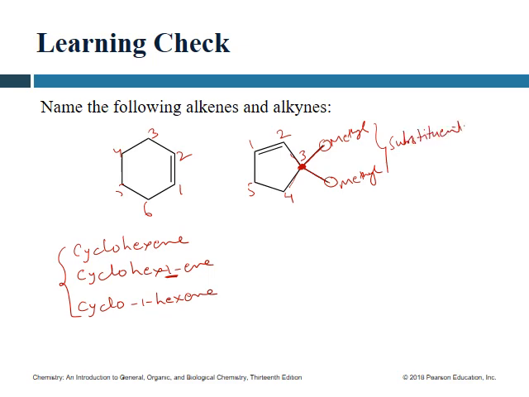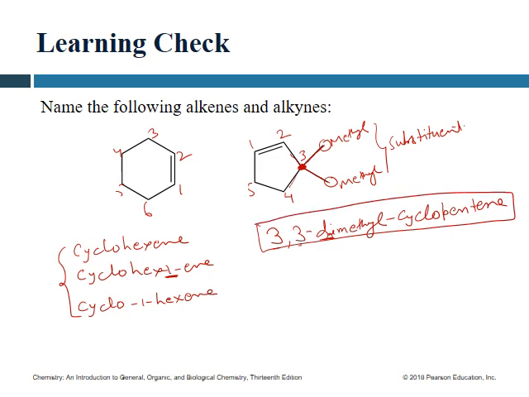So what should be the name? I can write 3,3, because both substituents are attached on the same carbon, so the location will be the same, 3,3. Then you write dimethyl, because you have 2 methyl groups, that's why you are writing di. And then you have to write cyclopentene. So this is the name of this compound, 3,3-dimethylcyclopentene.